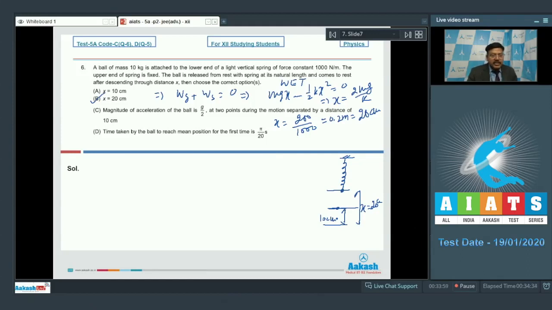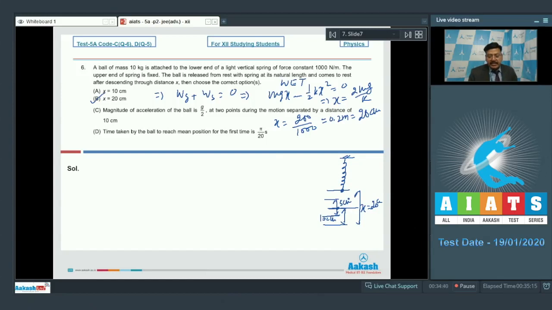Option C says magnitude of acceleration of the ball is g by 2 at 2 points during the motion separated by a distance of 10 centimeter. Since it is performing SHM, at equal distance from the mean position, the magnitude of acceleration is equal. If this distance is 10 centimeter, then each half is 5 centimeter.